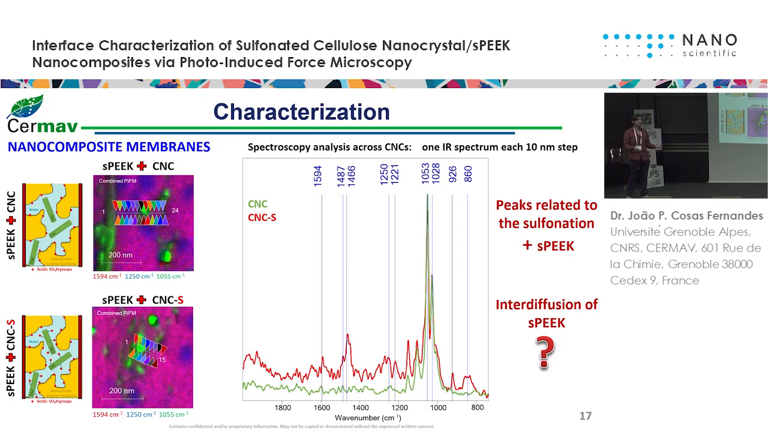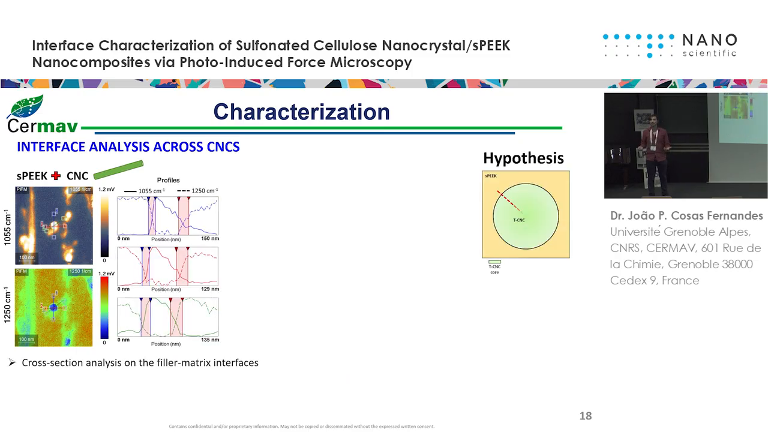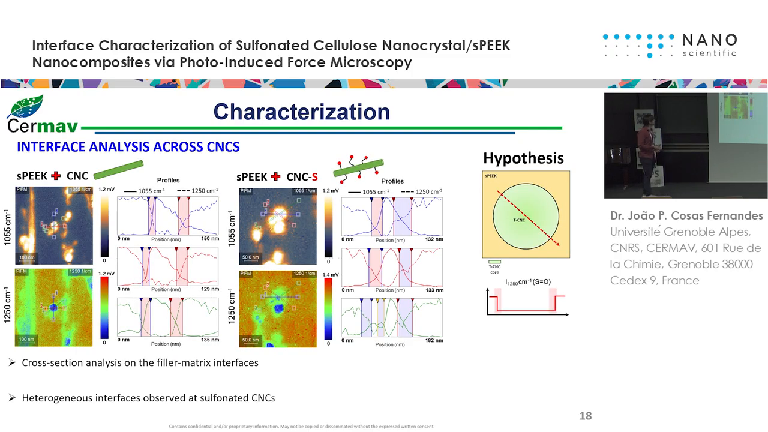So what does it mean? Do I have an interdiffusion of sPEEK or some other effect here? But anyway, it means that there is some interaction of my CNCs with my matrix that I didn't see before. Now let's take a look at the interface itself, to see if there is any difference.